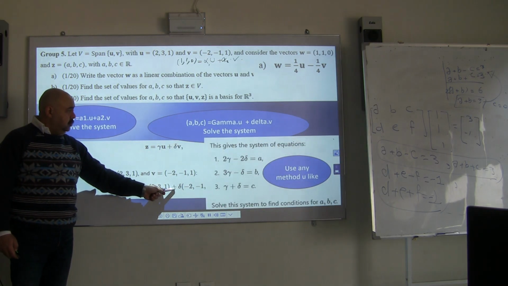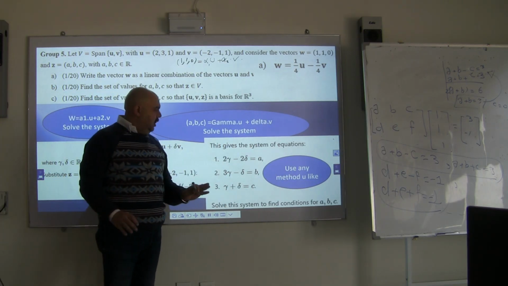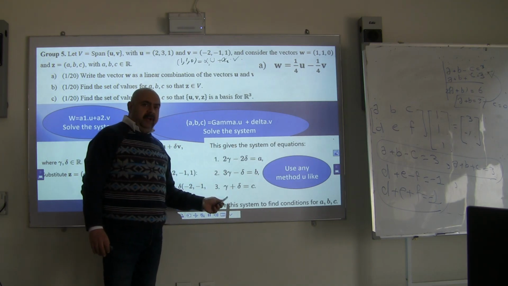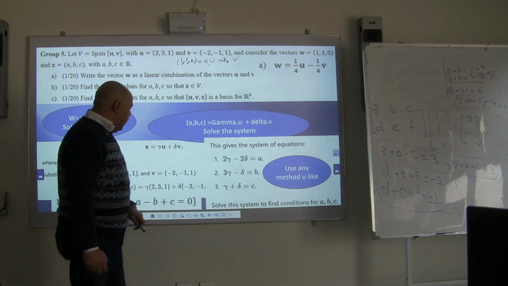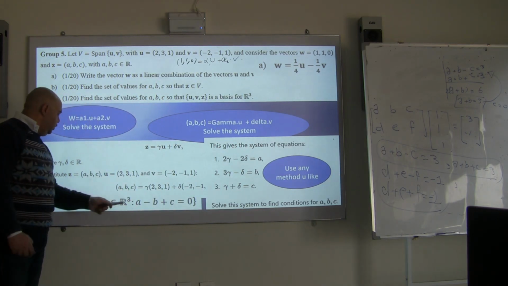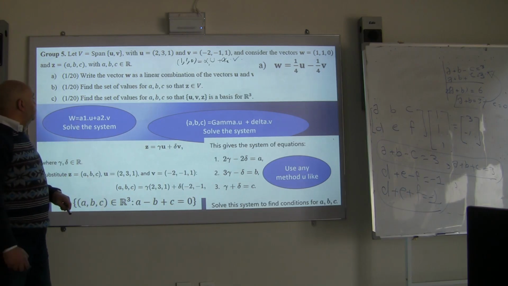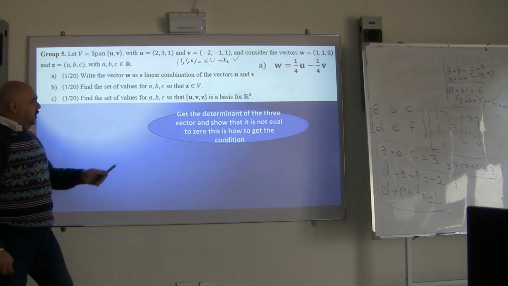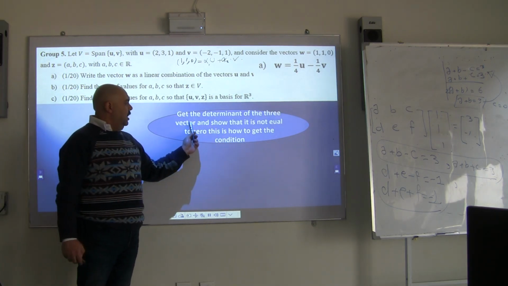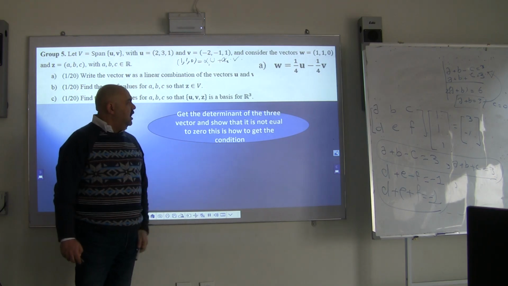Using this, or trying to solve it, you will end up having this system. Use any method that you like. This is going to be solved either by reduced echelon form, elimination, whatever. Then you will find the condition for ABC to be a part of R3, or to belong to V. Next: find the set of values ABC such that U, V, Z is a basis for R3. Also, in a similar manner, get the determinant of the three vectors and show that it's not equal to 0. This is how to get the condition.